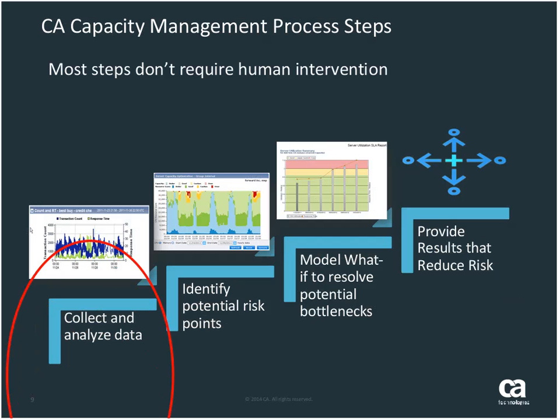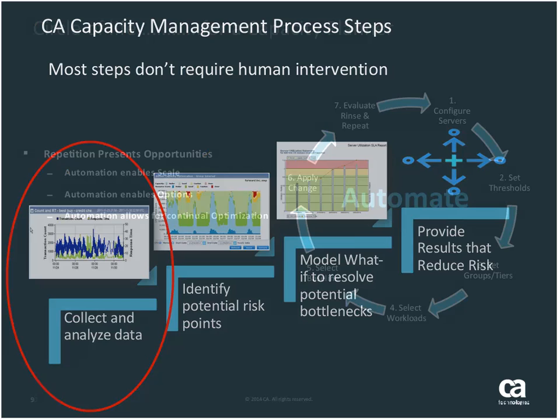If we look at it broken out in terms of our capacity management process, a lot of time is spent in collecting and analyzing data. We'll focus on that here and show how these reports help improve time to value in your analysis phase, so you can get to that final step of providing results to reduce risk.